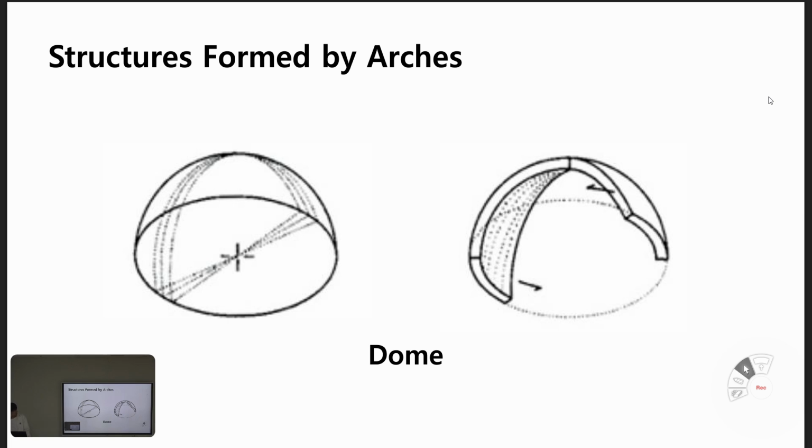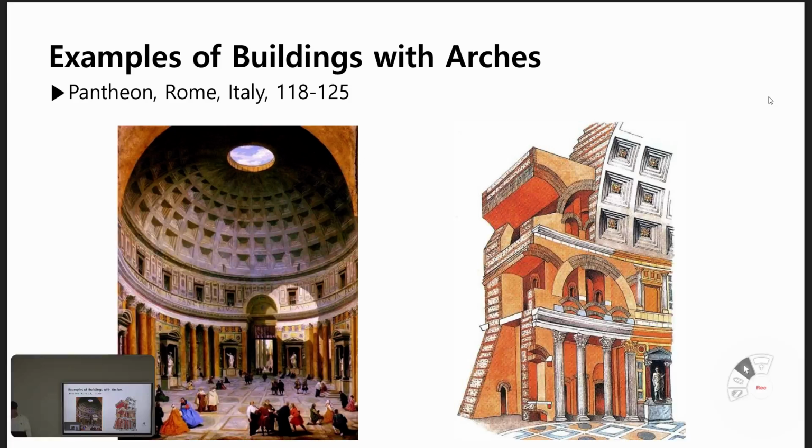I have presented structures formed by arches, and I will present the last point. The last point is examples of buildings with arches. The first example is the Pantheon. The Pantheon has a big dome on its top. Although it has a big dome, the dome can be supported safely by the arches. In the right picture, the load of the dome is delivered to the walls under the arches by the principle of the arches.